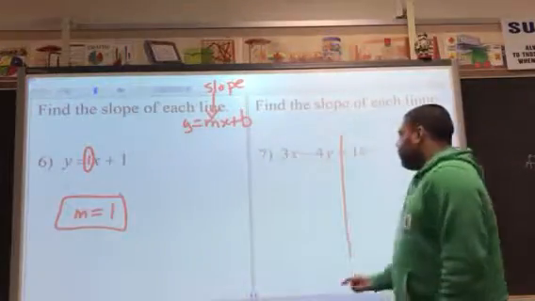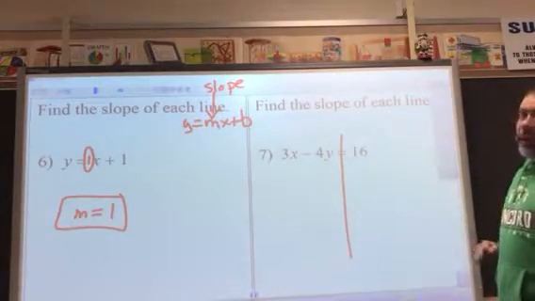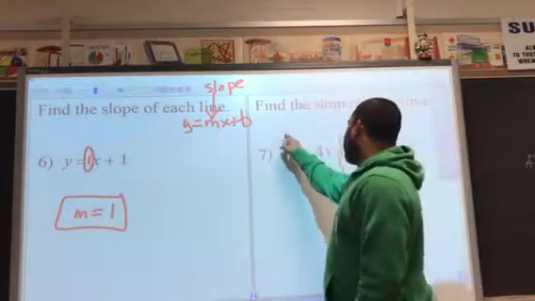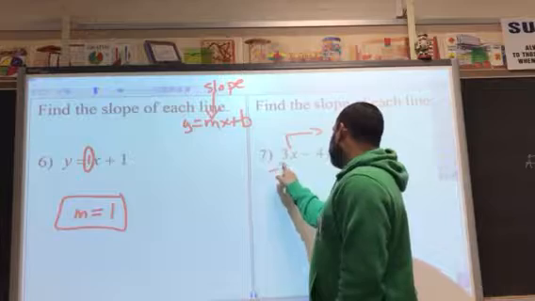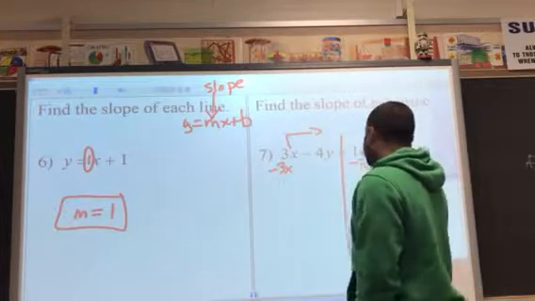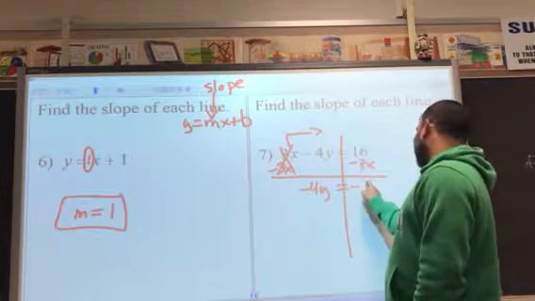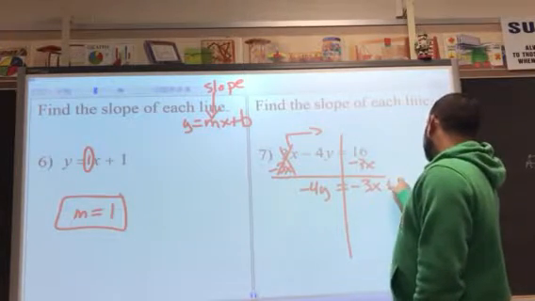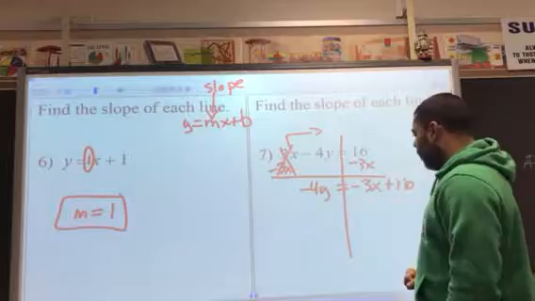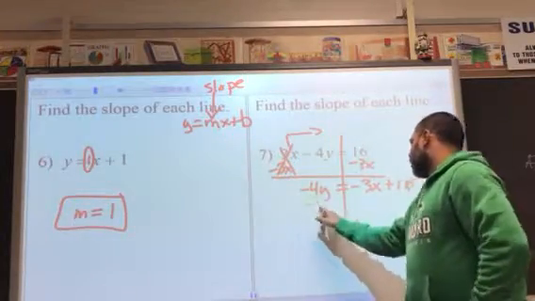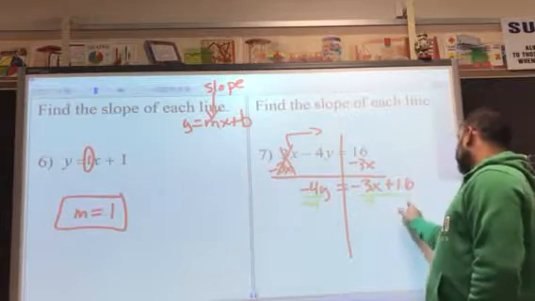Now, number 7, this one I need to solve first. It's not in slope-intercept form. So move your x. That gives me negative 4y. Remember, we write the x first, then that positive 16, and then you must finish it. Divide everything by negative 4.